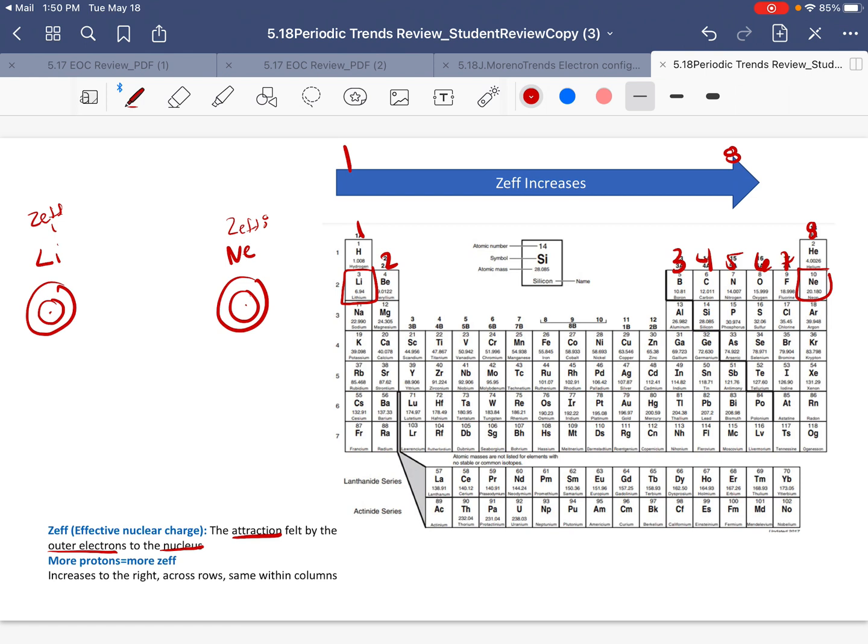But in the center, lithium has 3 protons and neon has 10 protons. The attraction felt by the positive to the negative is going to increase, and there's more attraction in neon because it has a lot more positive charge. All those protons pull on the electrons, and that's why effective nuclear charge increases as you go further to the right. So shielding and effective nuclear charge are the OGs. Those are the 2 trends that we always go back to.